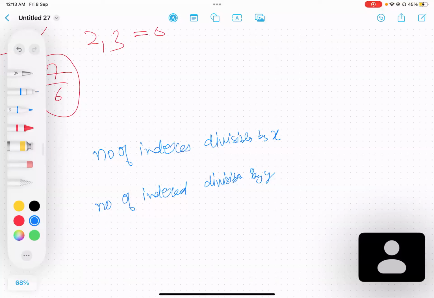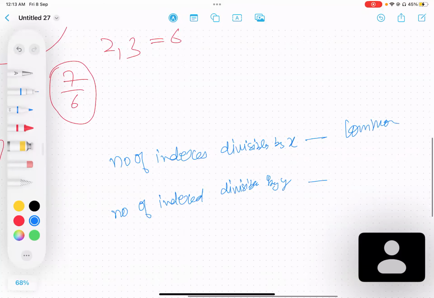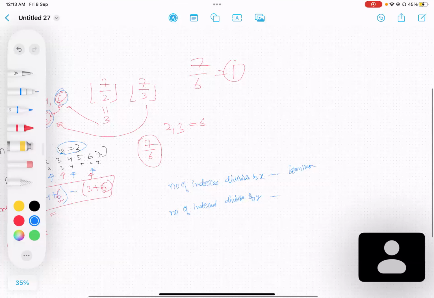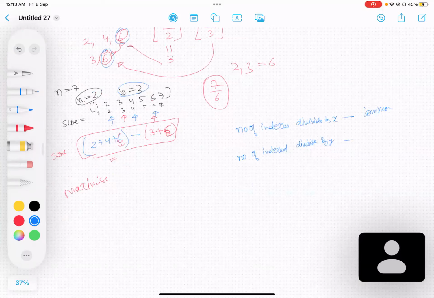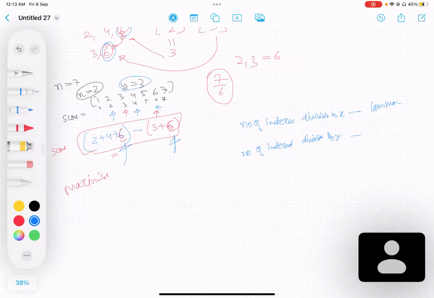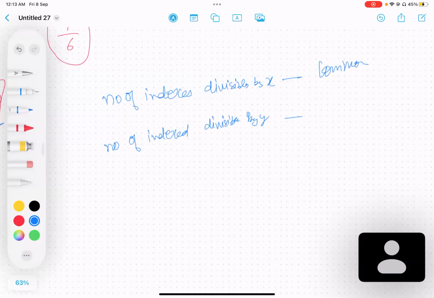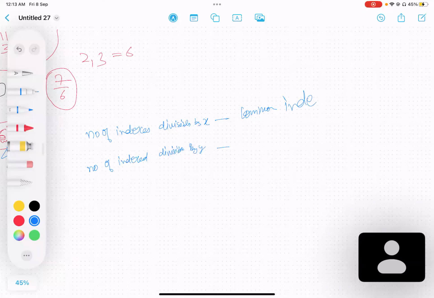Then we will remove the common part from both, right? Because if you take the common part, it will get subtracted from both ends, right? The 6 was subtracted here also and here also, right? So it does not make any sense to take it, right? So we will remove the number of common indexes from here also and here also.